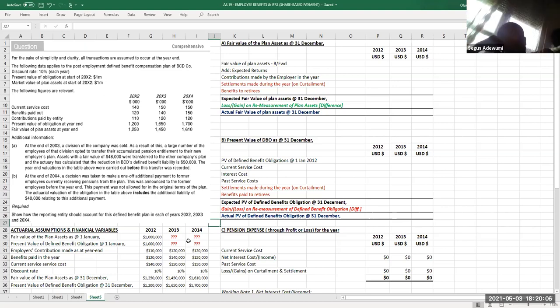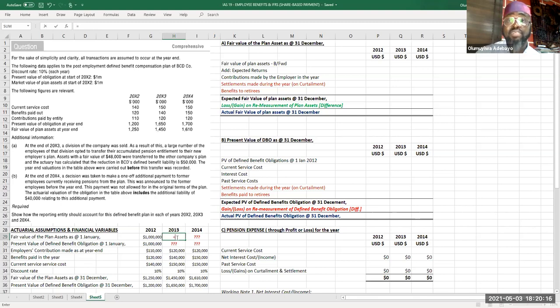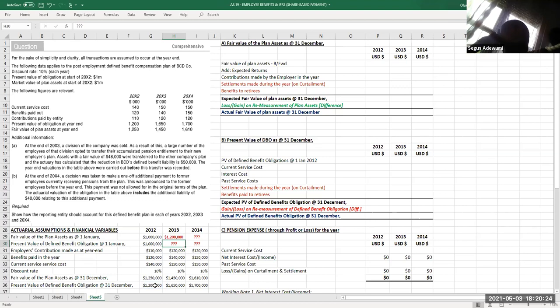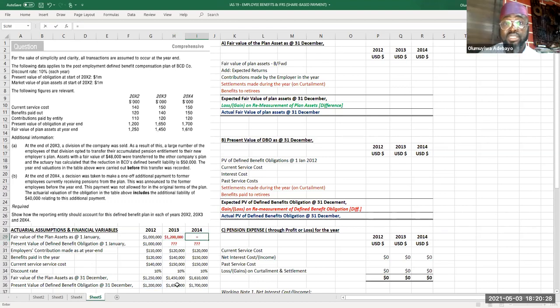I want to believe it to be the prior year balance, which likely going to be the actual prior year balance, which means the opening balance in 2013 automatically must be closing balance in 2012 for the assets. Am I right? Yes, sir. Which means this is 1.2. In 2014, it will be closing balance in 2013. Likewise for liability.